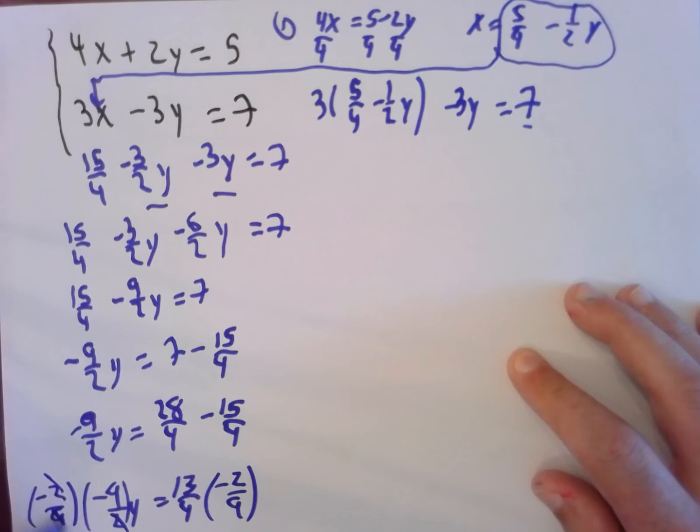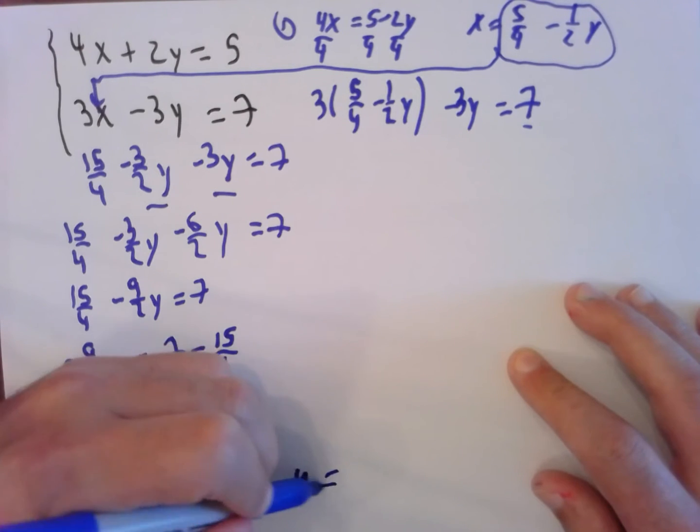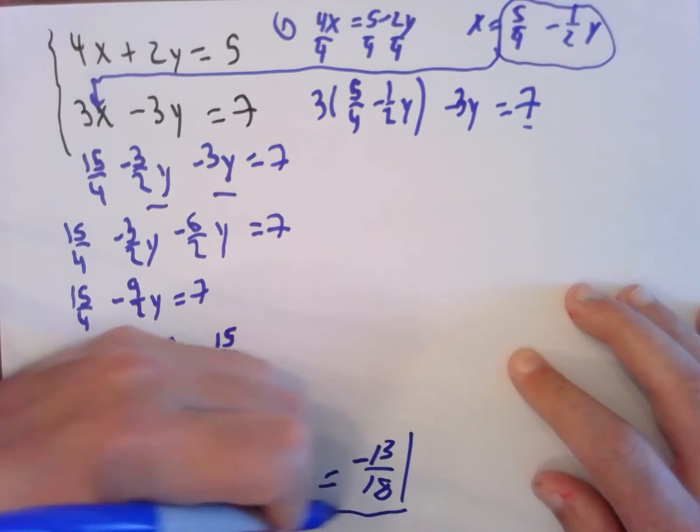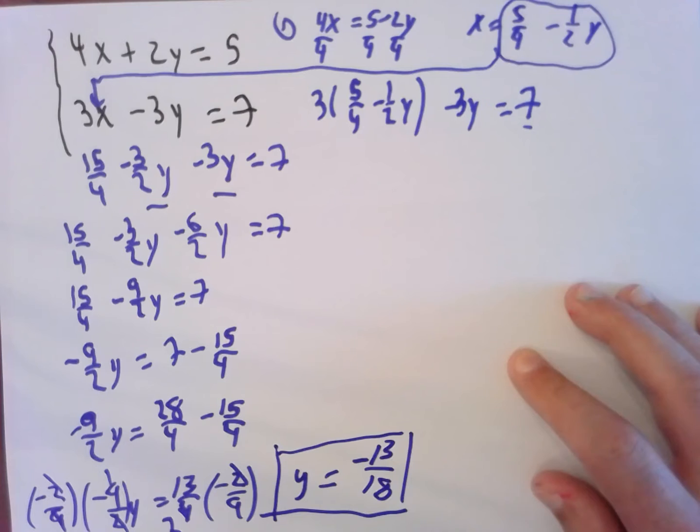Over here on the left side, everything cancels. We just get y. On the right side, I can cancel the 2 and the 4. And so I get y equals negative 13 over 8. And we're halfway done. We still need x.